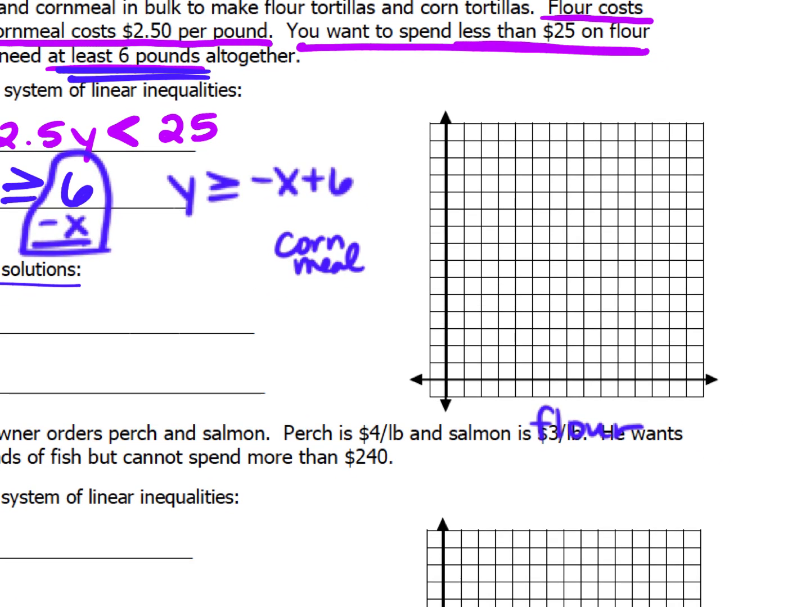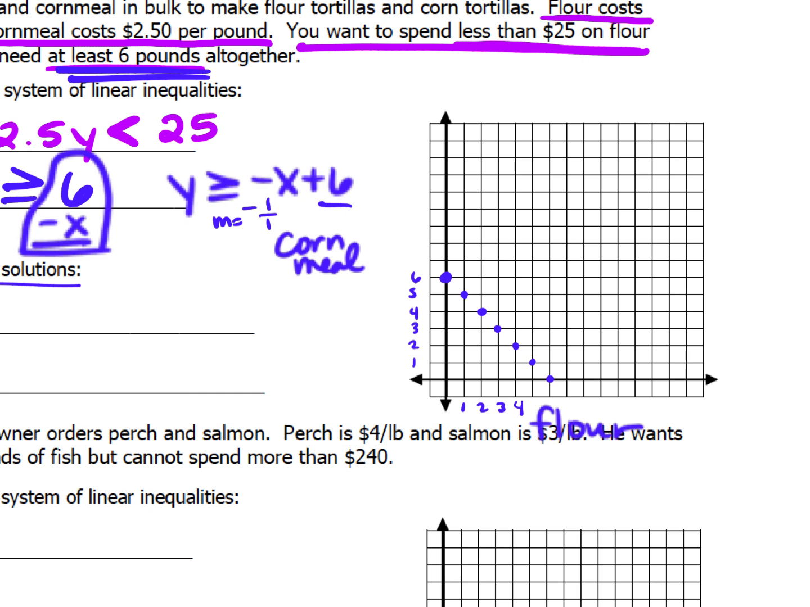We're going to plot the 6 first. So if this is 1, 2, 3, 4, 5, 6, my y-intercept right now is here. Okay, where do I move for the slope of this line? Right, and I'm just going to count by ones all the way here. So if I have a slope of -1, I'm going to say down 1 to the right 1, down 1 to the right 1, down 1 to the right 1. So that would be like that.